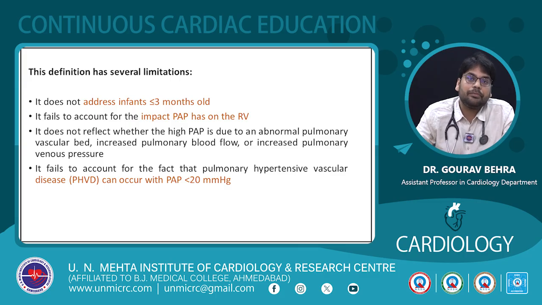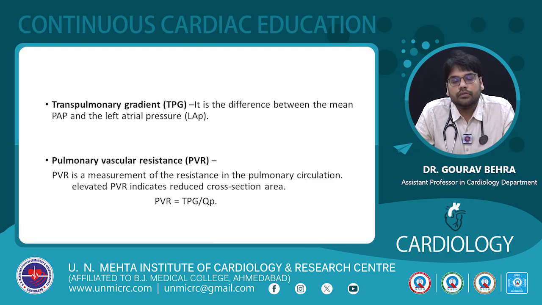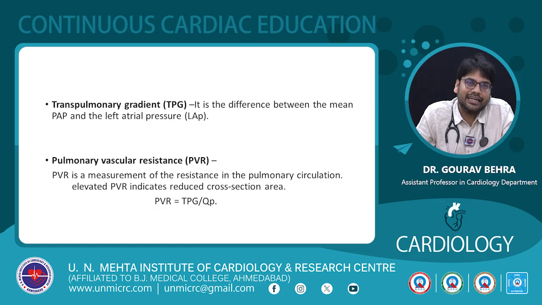Even the patient who's having PA pressure less than 20, they can have hypertensive vascular disease. So two important terms: the transpulmonary gradient is the difference between the mean PA pressure and the mean LA pressure. So LA, that's the left heart, and the PA. The transpulmonary gradient signifies the gradient between the PA and the LA, and then the PVR.